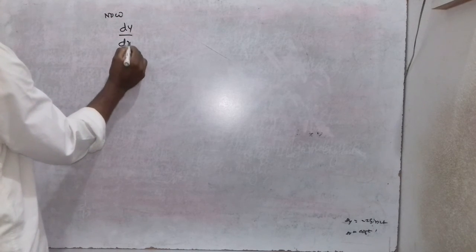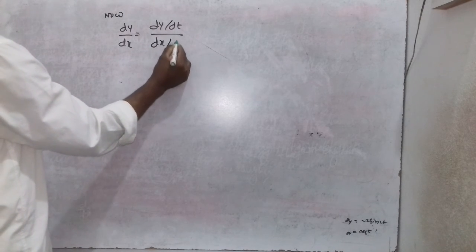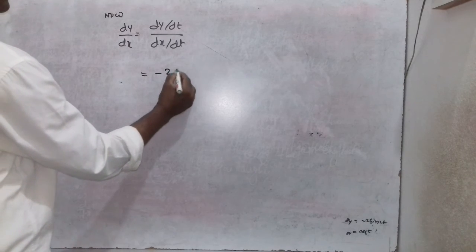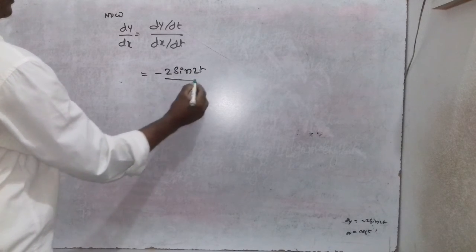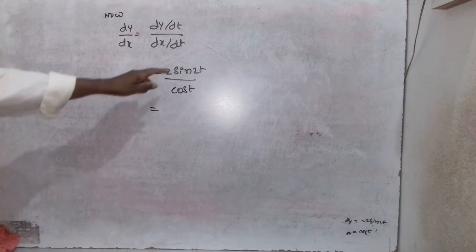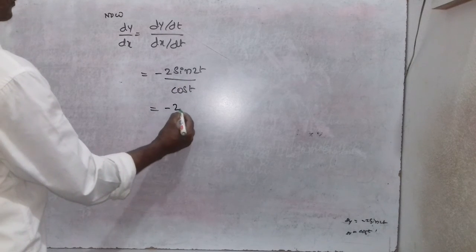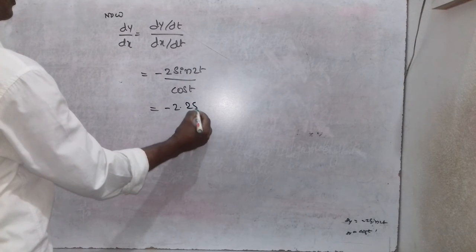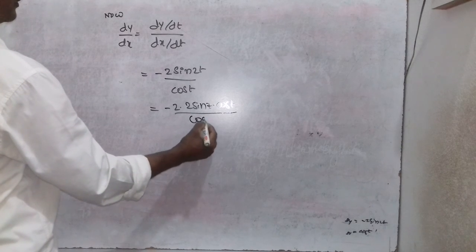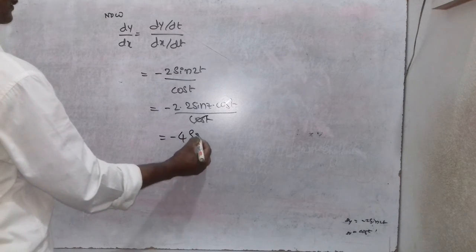So dy by dx equals dy by dt divided by dx by dt. dy by dt is minus 2 sin 2t, and dx by dt is cos t. A little simplification is there. We know the formula sin 2t equals 2 sin t cos t, so minus 2 sin 2t is minus 2 times 2 sin t cos t, divided by cos t. The cos cancels here. Therefore minus 4 sin t.